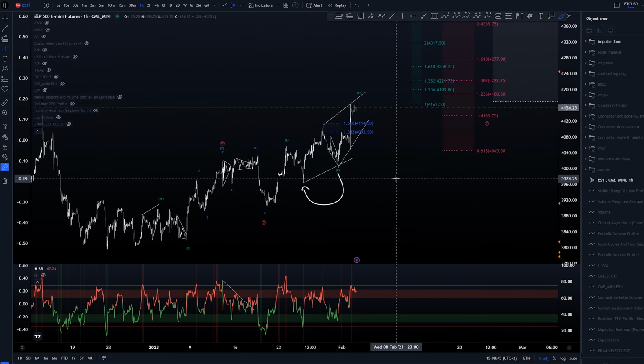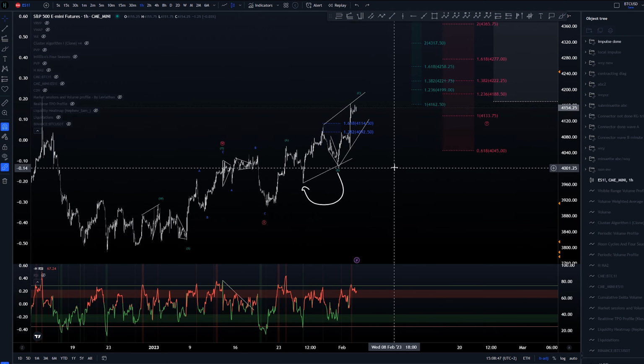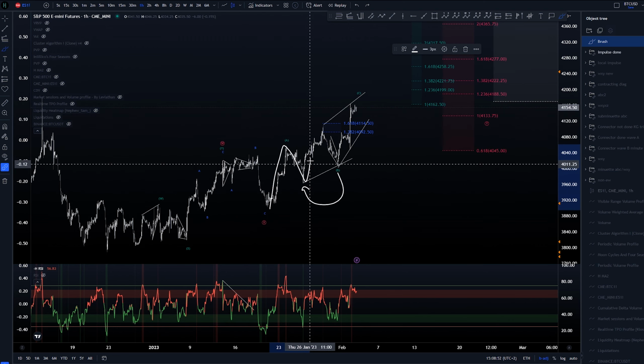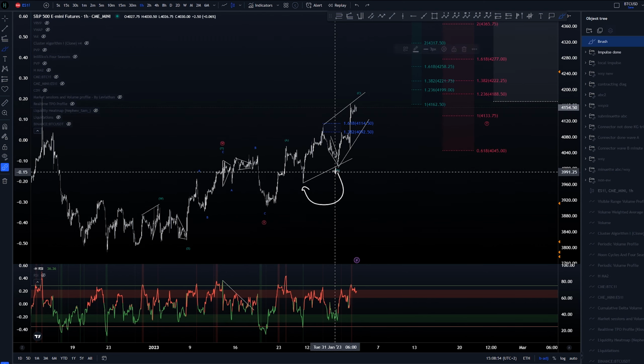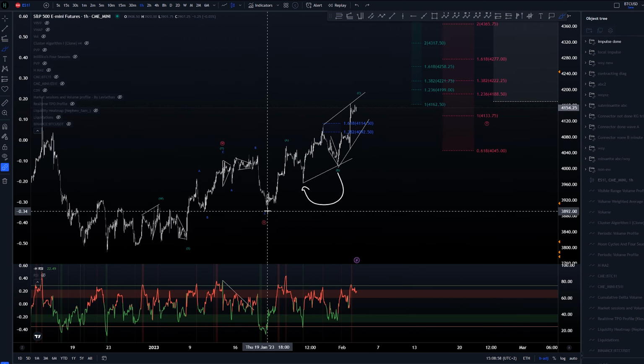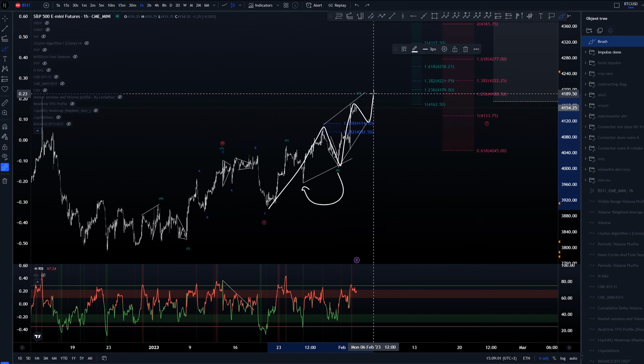It is very ugly, so there are other possibilities here as well, which I've labeled in the same chart. So we would have this as an A, B, and C into a wave 1. This would be wave 2, 3, 4, and 5. So we would overall have a diagonal of some sorts here.